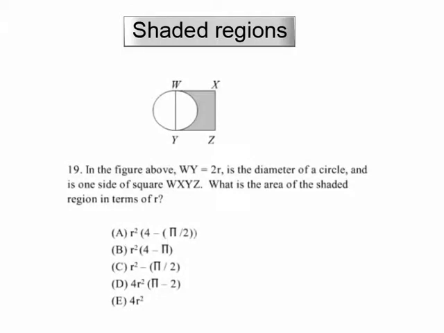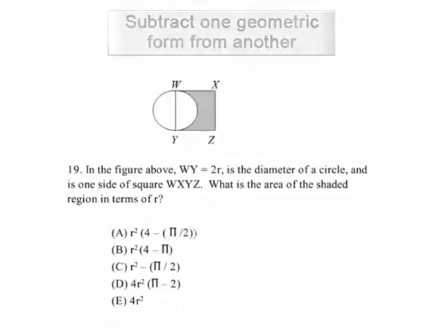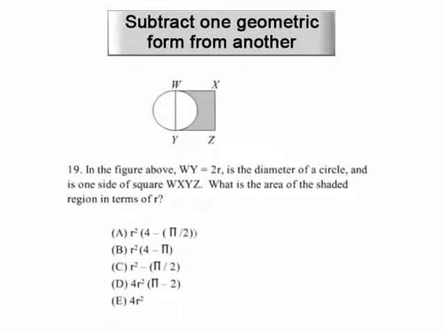Here we have what we call a shaded region problem. When you encounter a shaded region problem, it's really pretty simple. Just realize you're going to be subtracting one geometric form from another. That's the key to all of these problems. In this case, we're told that WY equals 2R, and that's the diameter of the circle, and is also one side of the square. What's the area of the shaded region?